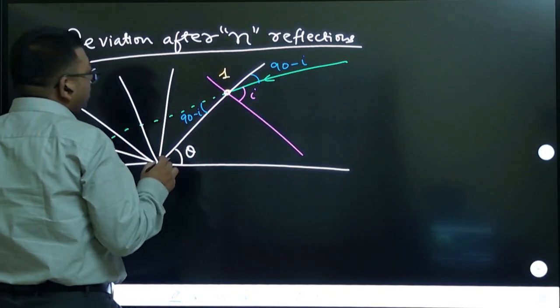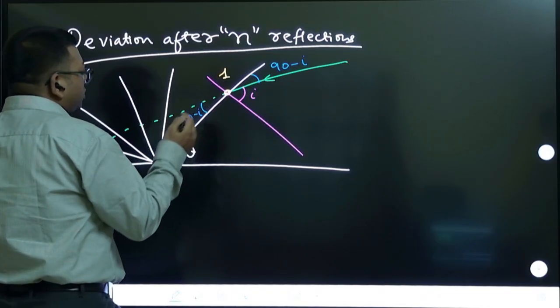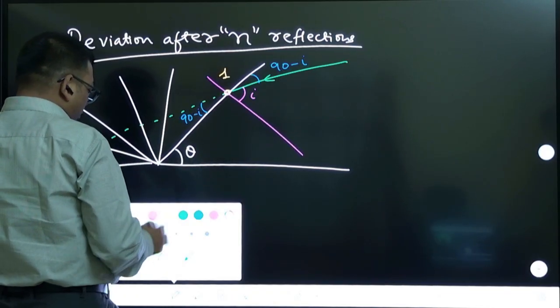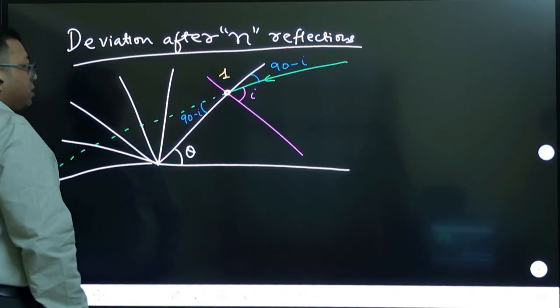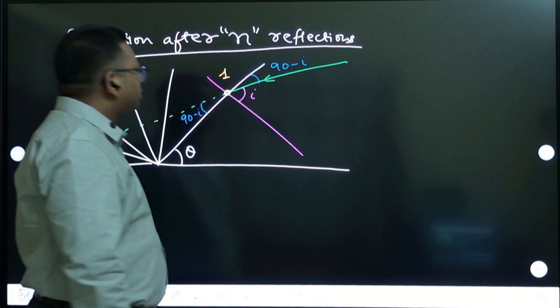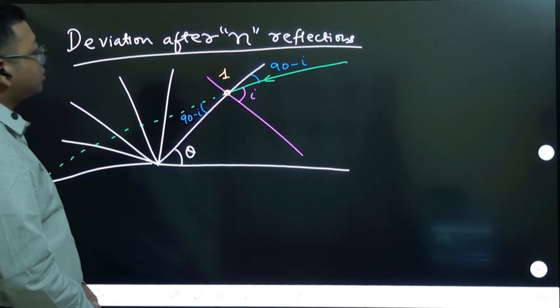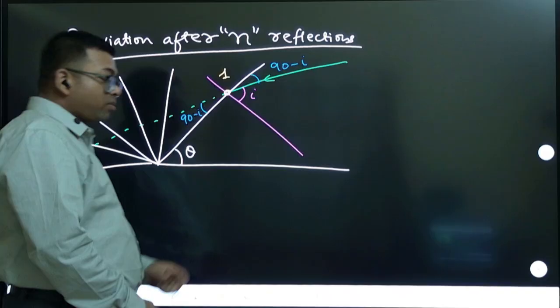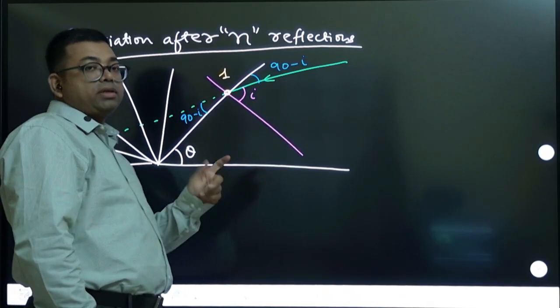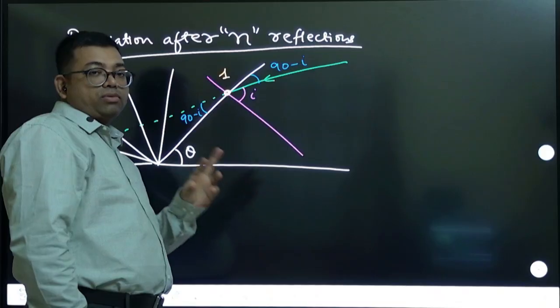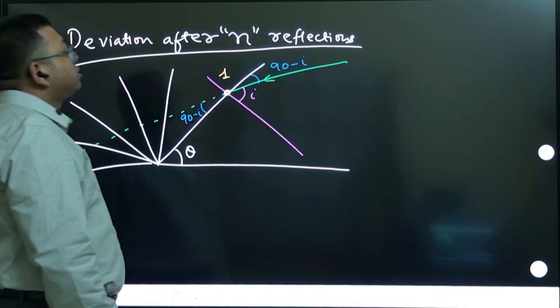But note that here, how to calculate the deviation at any instance? Deviation formula we have already noted. What is the deviation formula at one reflection? It is 180 minus 2i, right? 180 minus 2i, that is the formula.